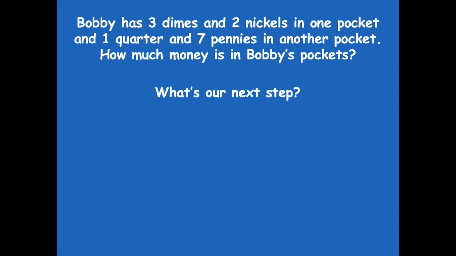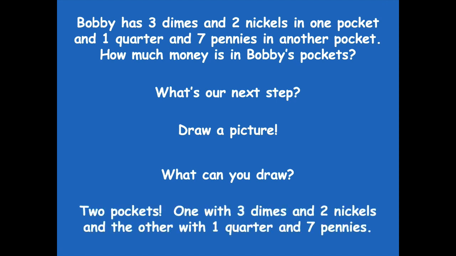So what's our next step? Yeah, we want to draw a picture. So R, we already read it. D, we're going to draw a picture. So what can you draw? Yeah, we could actually draw out this, right? We could draw 2 pockets, one with 3 dimes and 2 nickels, and the other pocket with 1 quarter and 7 pennies.